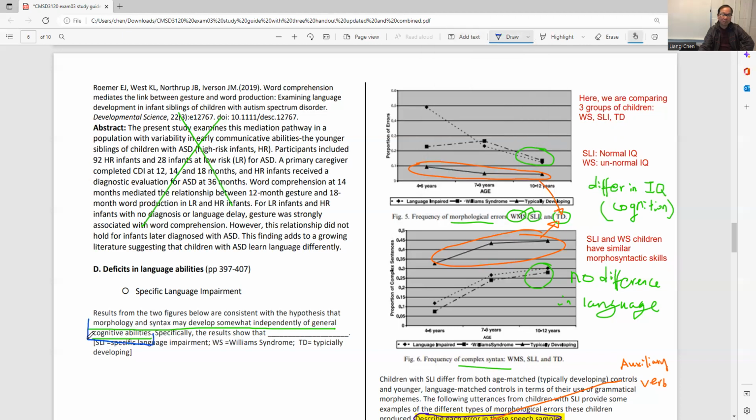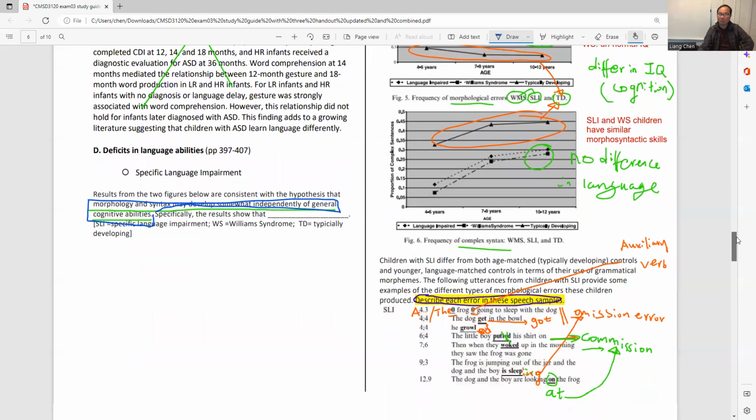So what we see here, this conclusion is based on what we see here.